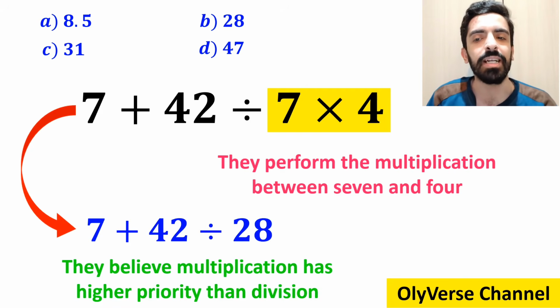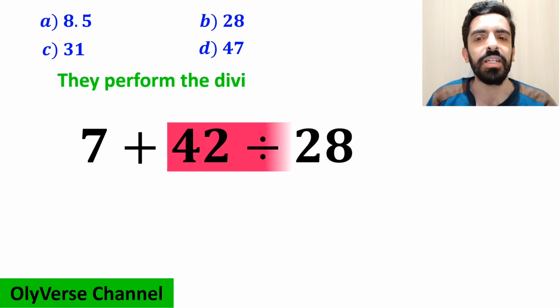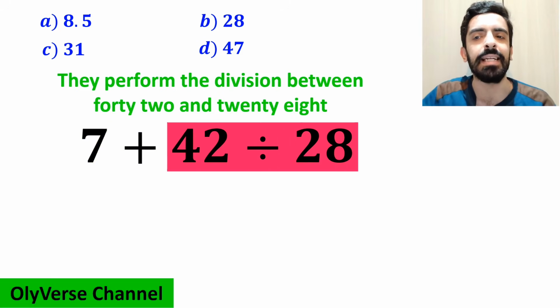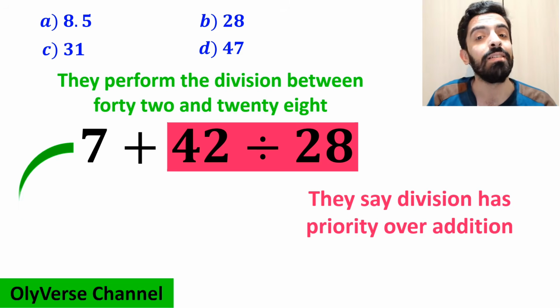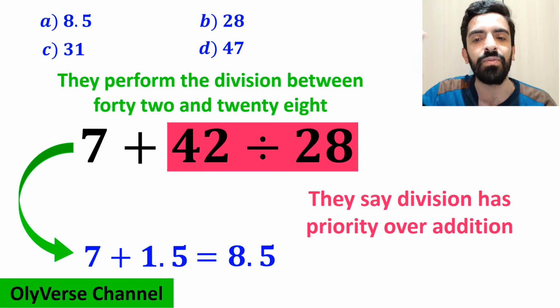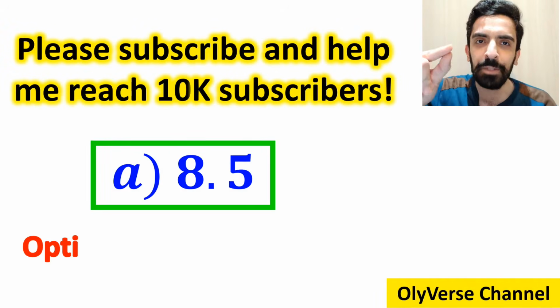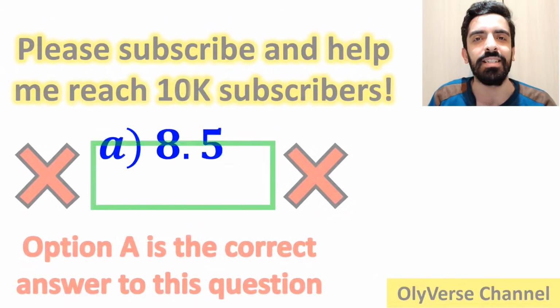So instead of this expression they write 7 plus 42 divided by 28. And the next step they perform the division between 42 and 28 because they say division has priority over addition. So they simplify this expression to 7 plus 1.5 which ultimately gives them the answer 8.5. And immediately they conclude that option A is the correct answer to this question. However, it's not the correct answer to this question.